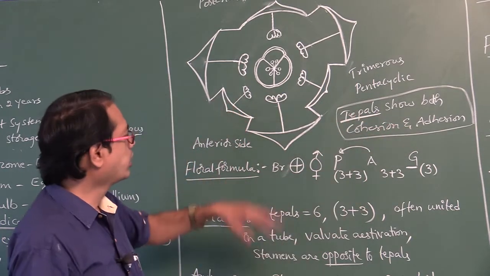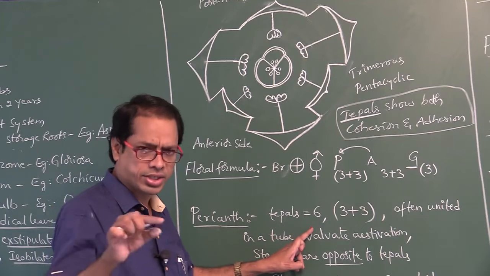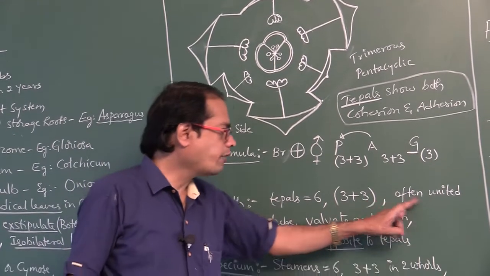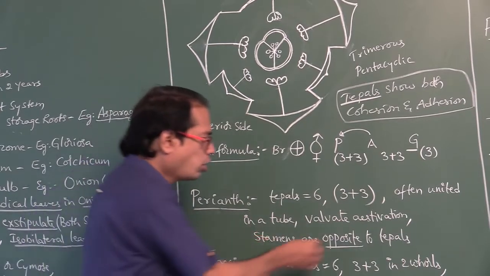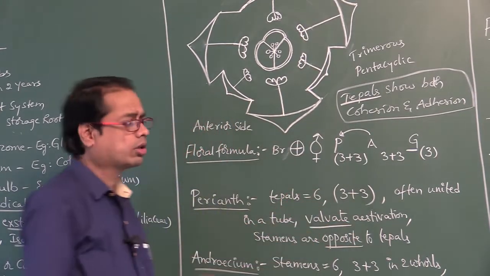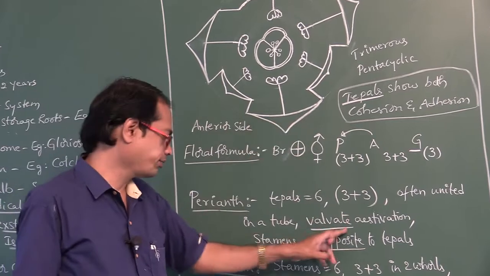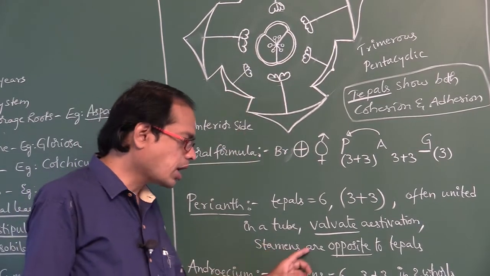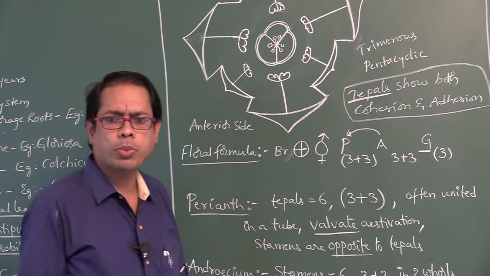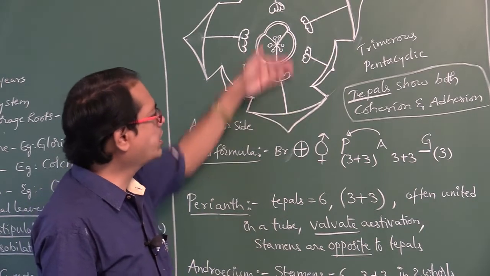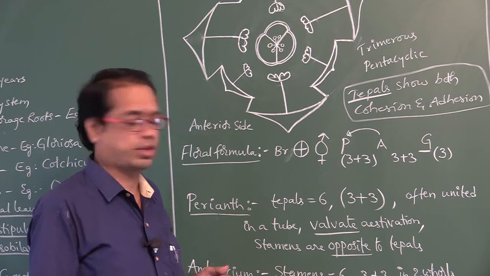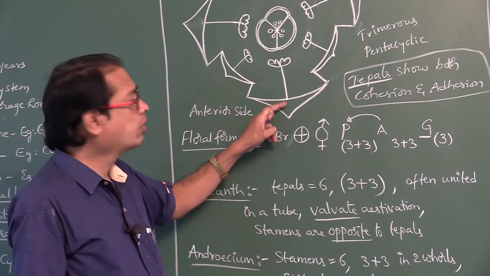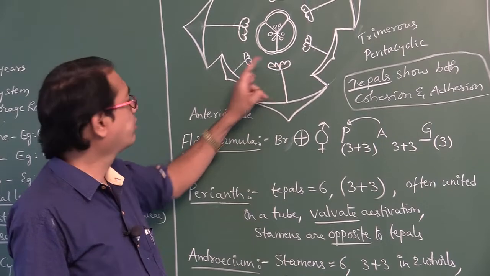Tepals, right? So the number of tepals is 6, arranged in 2 whorls. In each whorl 3 tepals are present. Often united in a tube, they show valvate aestivation. Stamens are opposite to tepals. What does it mean, opposite? From the middle of the tepal, stamens are formed. That is so-called opposite. Stamens are opposite to tepals. So from each tepal, one stamen is attached.